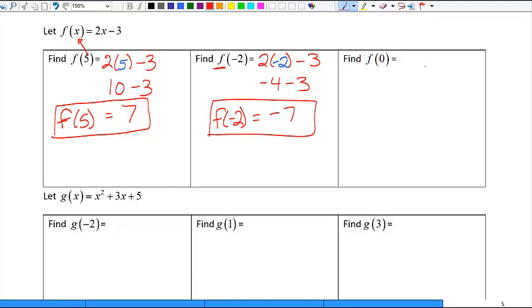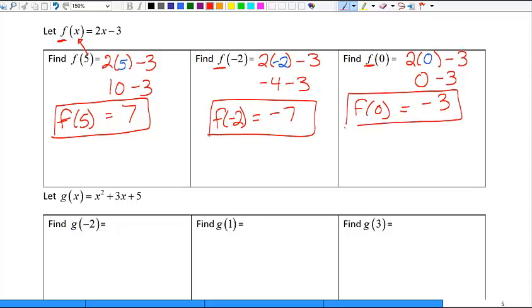On our third problem, we have f of 0. So I still have the function 2x minus 3. I'm always going back to the same f function from before, but this time I'm finding the value of the function at 0. So I'm going to plug in 0 every time there was an x in the function. When I evaluate, I have 2 times 0, which is 0, and 0 minus 3, which is negative 3. Therefore, f of 0 equals negative 3.